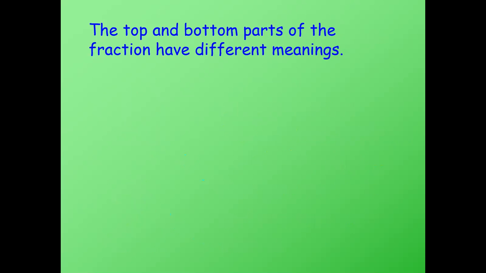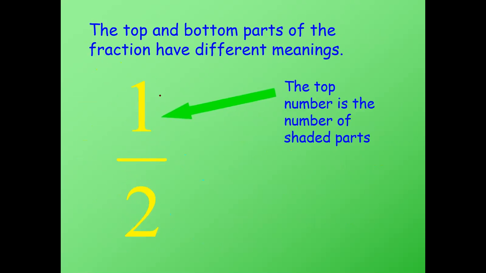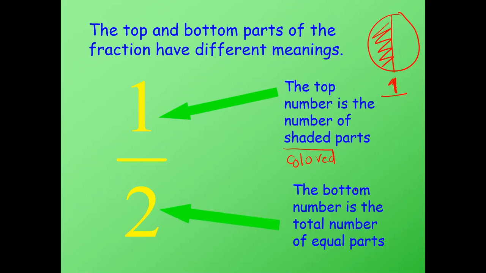What do we call the number that's written at the top and what do we call the number that's written at the bottom? The top number is the number of shaded parts. What do I mean by shaded? Colored. If we color, for example, just one part here, the number that's written up should be 1, because the 1 is the number of colored parts. The number that's written down is the total number of equal parts. Into how many parts did I divide this pizza? Into two equal parts. So the number that's written down should be 2.